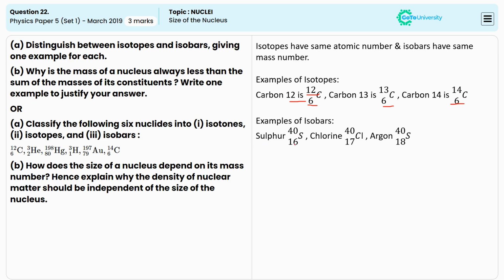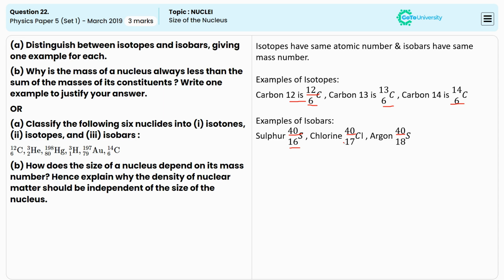Isobar examples: here, take different elements. Sulfur 40S16, chlorine 40Cl17, argon 40Ar18. Here the mass number is the same. That is, 40 is the mass number that is the same. So in this way we can easily differentiate the isotopes and isobars.